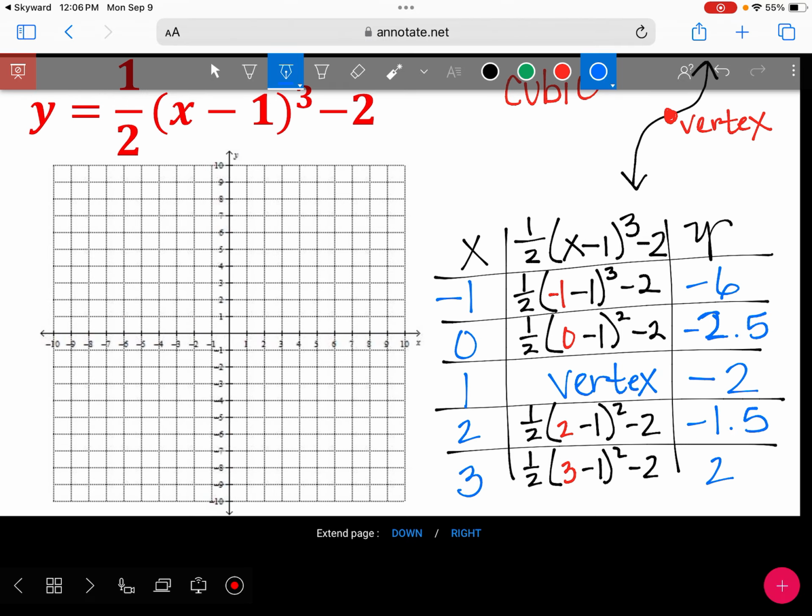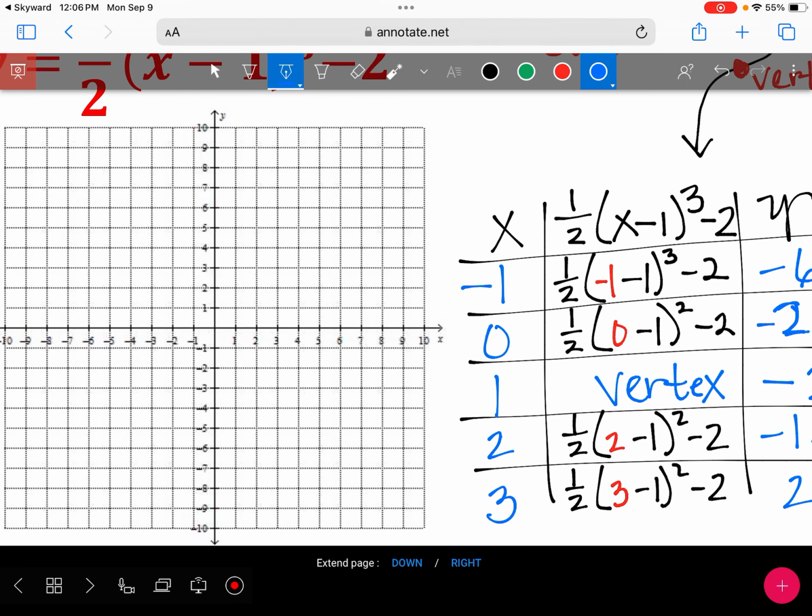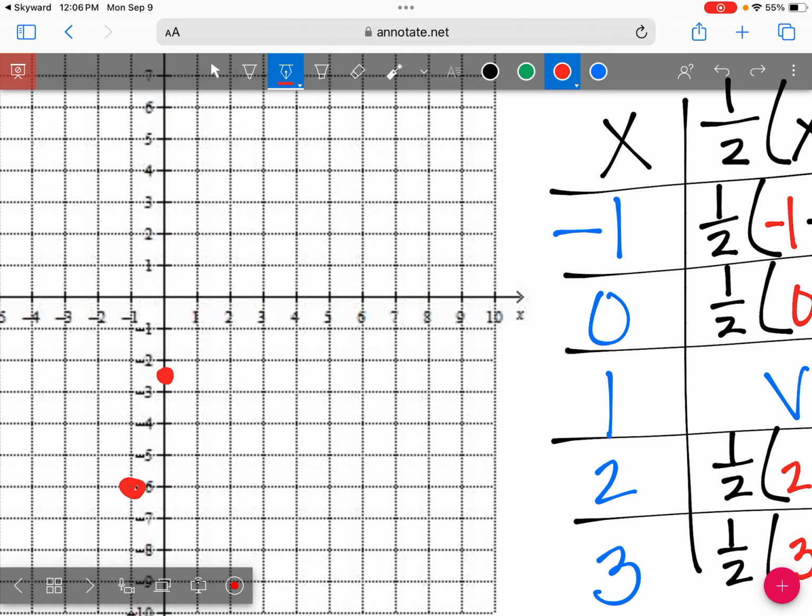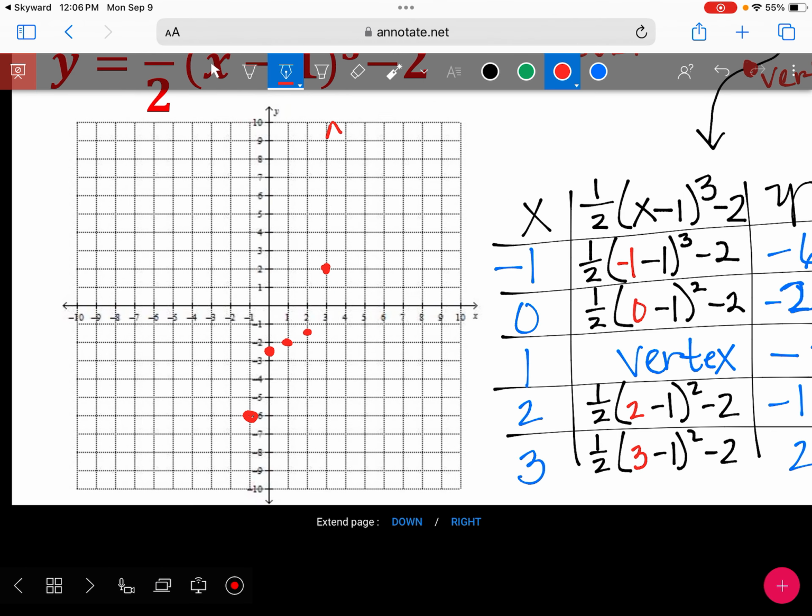And for the halfway, we're just gonna approximate it the best we can. So my first point is at -1, -6. And then I have one at 0, -2.5. So that's gonna be halfway between -2 and -3. And then at the 1, I'm at -2. And then I go up halfway between -1 and -2. And then 3, I'm here. So it kind of just looks like this. And it bends and comes down.